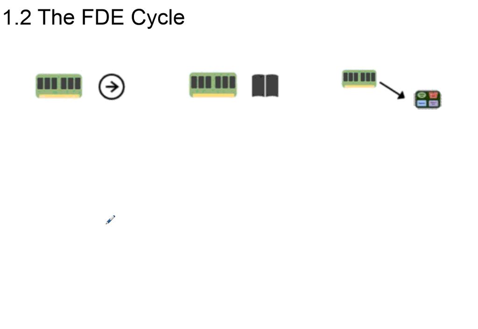Okay, 1.2 is about the FDE cycle. This is the fetch, decode, execute cycle. In essence, instructions are fetched from RAM and brought into the CPU where they're decoded, which means to work out what they need to do, and then executed, which means that they are run.